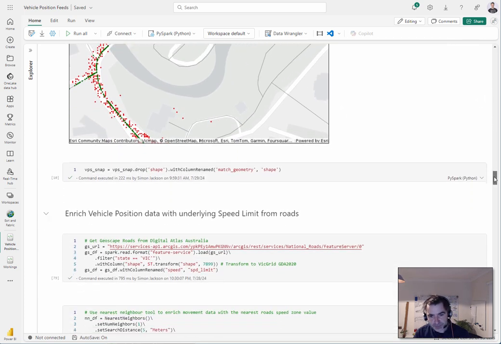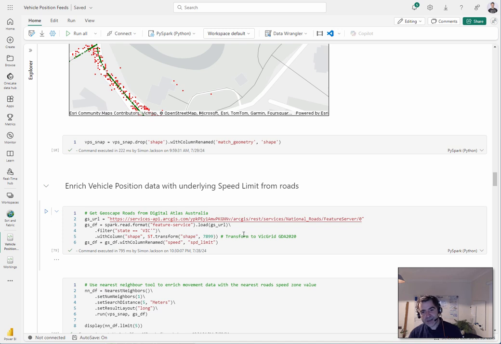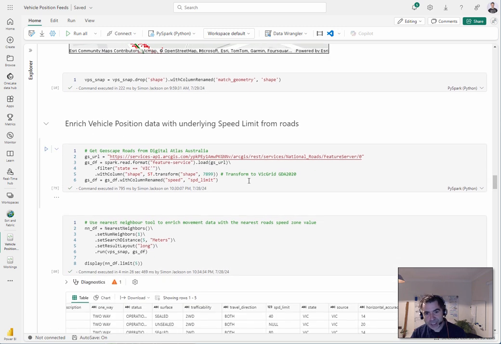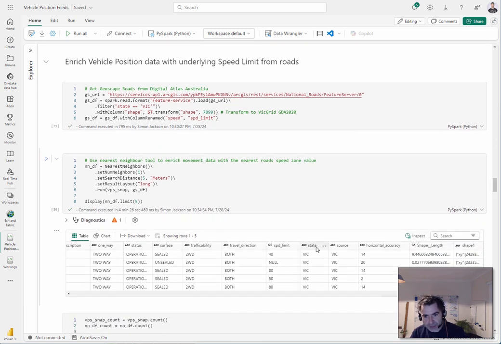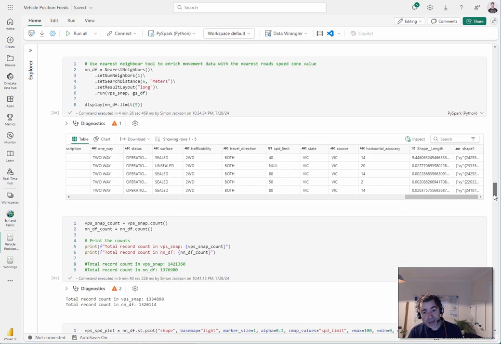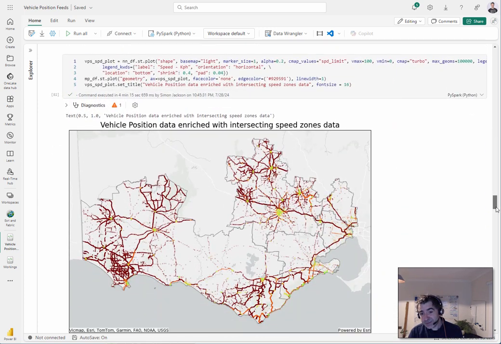With that in play, we're now going to reference a second dataset, this time a roads data set from Digital Atlas Australia, which has speed values. Again, bring it into a local coordinate system and then use the nearest neighbours tool to get that underlying speed limit data from the road attached to the GPS point. And then from there, we can visualize that.